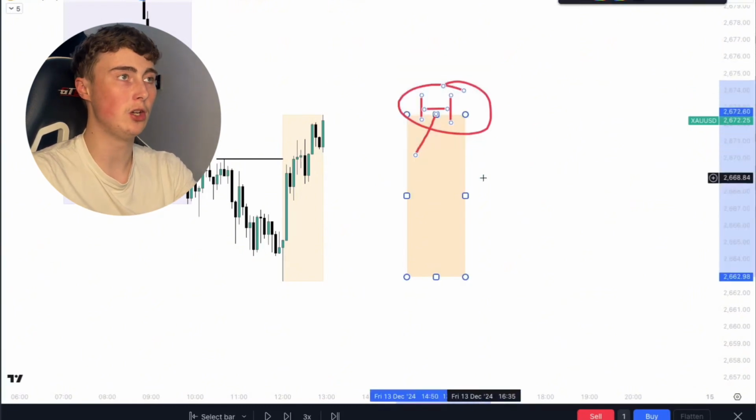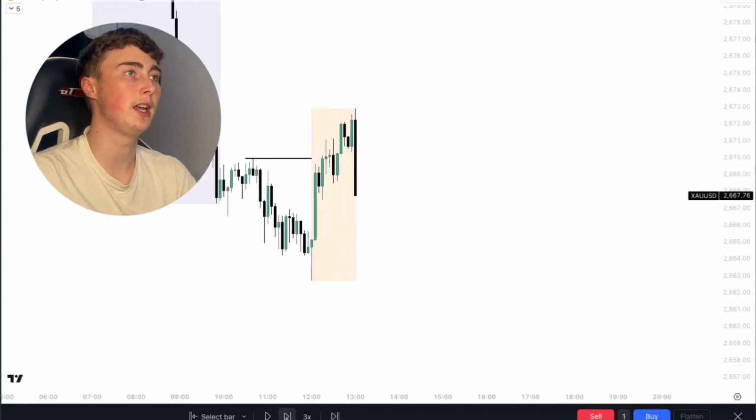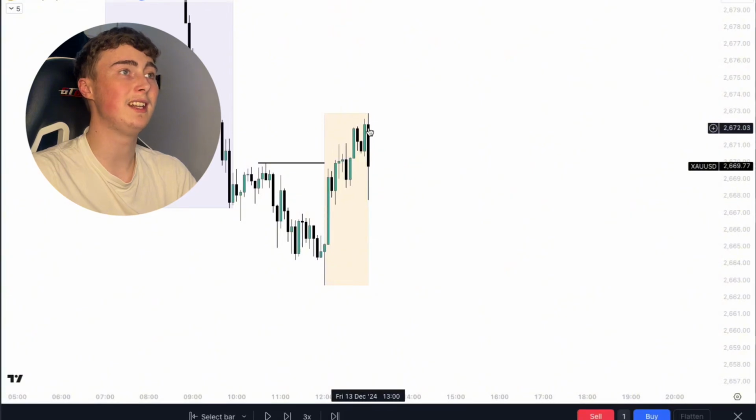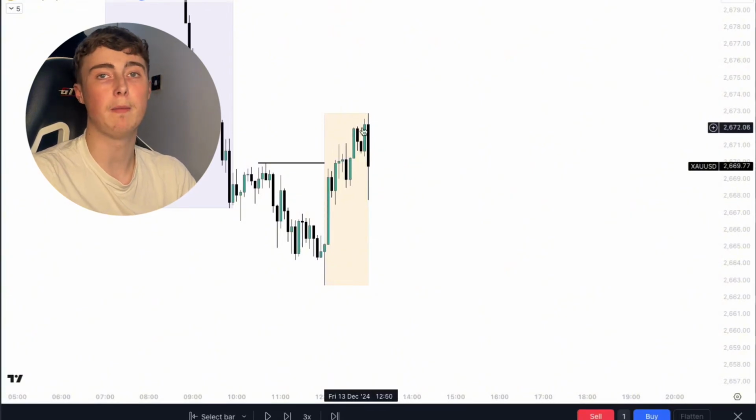And if we come over and we actually look at this example here, if I play it out till we get the high, which is here, you can see this is formed exactly at 1 p.m, which is the start of that middle hour.